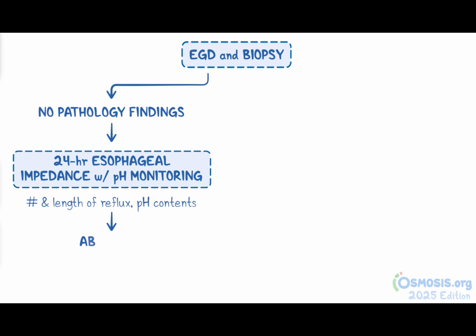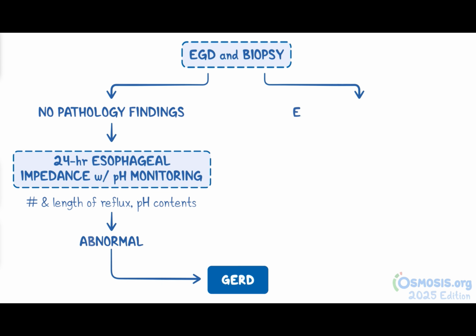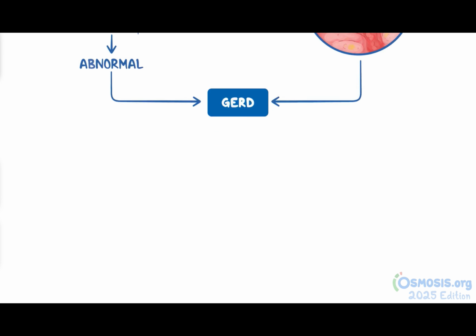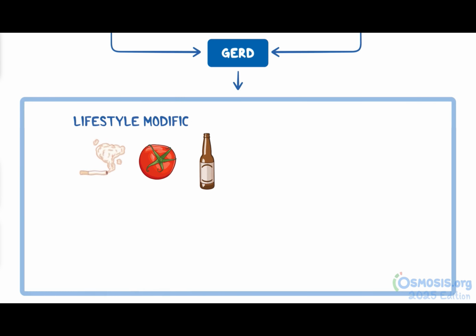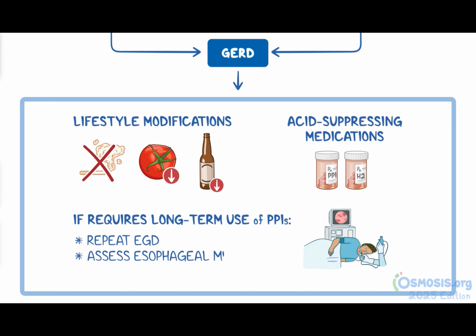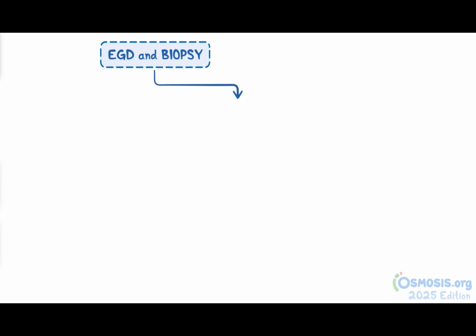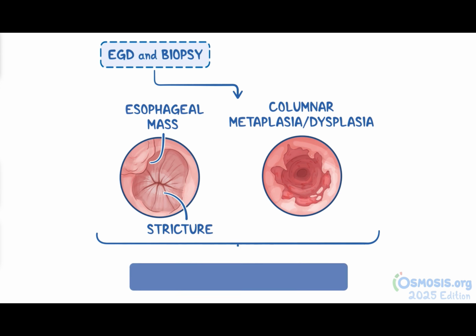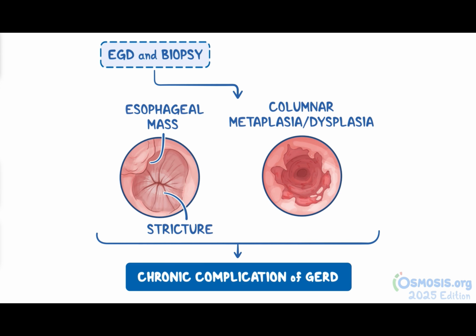If the test results are abnormal, diagnose GERD. Similarly, if the EGD and biopsy reveal erosive esophagitis, diagnose GERD. In both cases, initiate the management that relies on lifestyle modifications and acid-suppressing medications. If a patient requires long-term use of PPIs to control symptoms, be sure to repeat the EGD and assess the esophageal mucosa. On the flip side, if the EGD with biopsy reveals an esophageal mass, stricture, or columnar metaplasia or dysplasia, diagnose a chronic complication of GERD and move forward with the appropriate treatment.